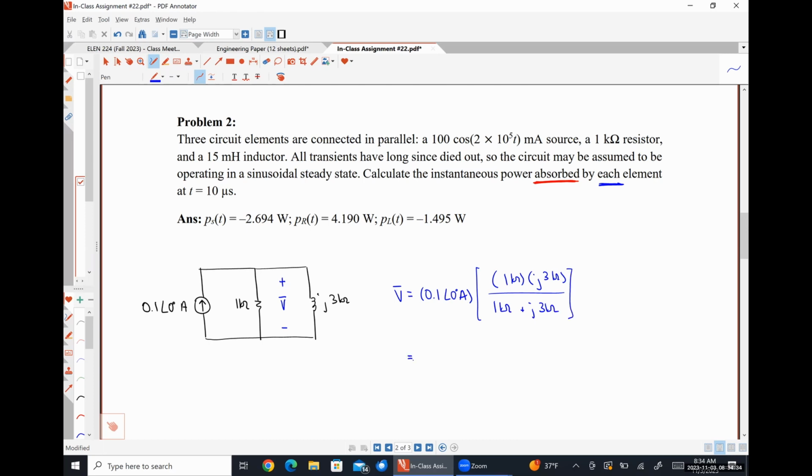Let me throw this in a calculator. So 0.1 times 1 times 3i over 1 plus 3i gives me a voltage of 94.868 with an angle of positive 18.435 degrees volts.